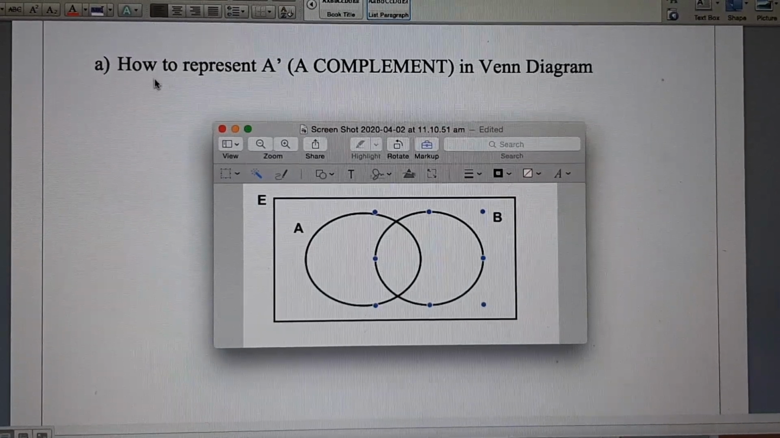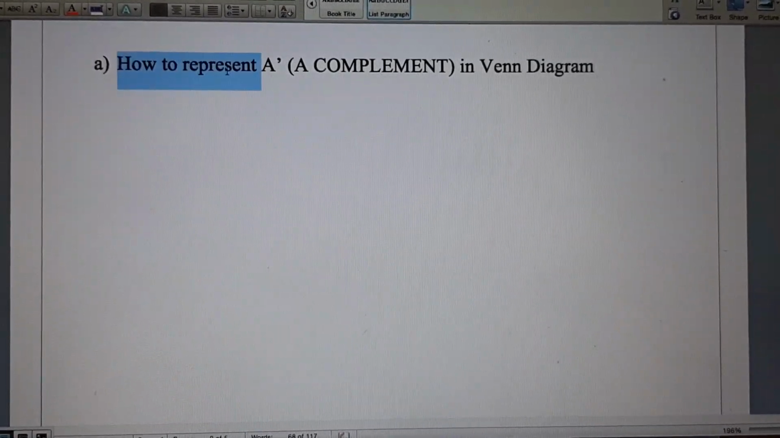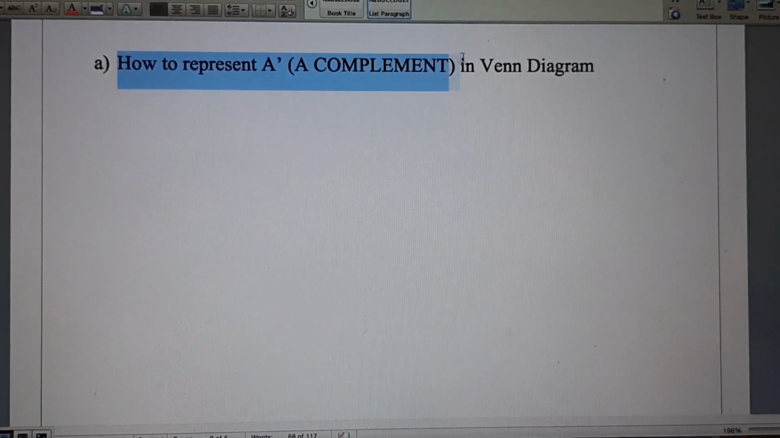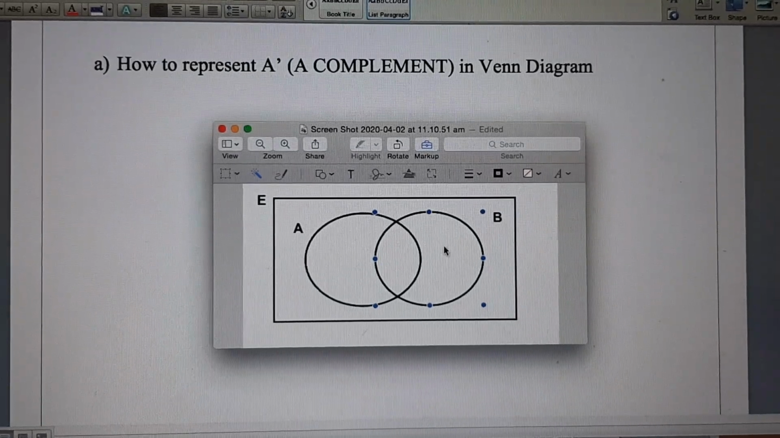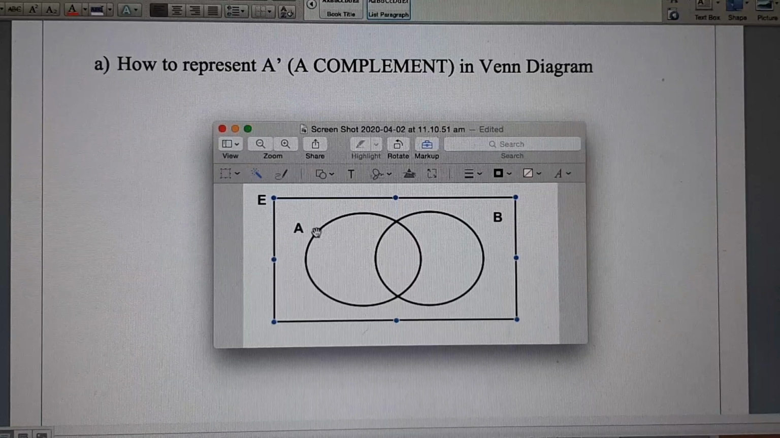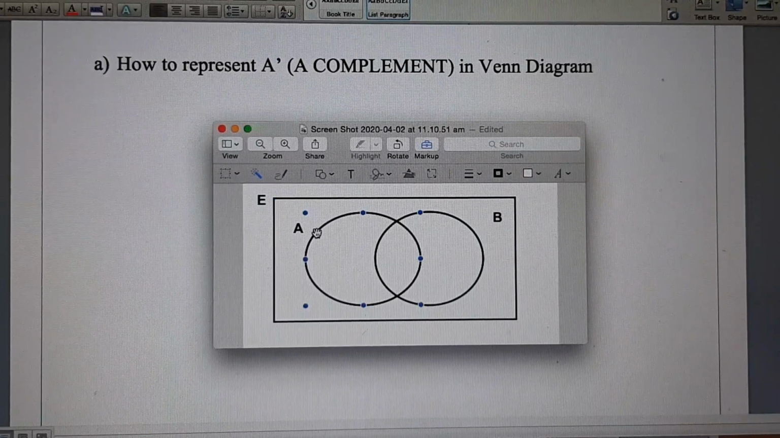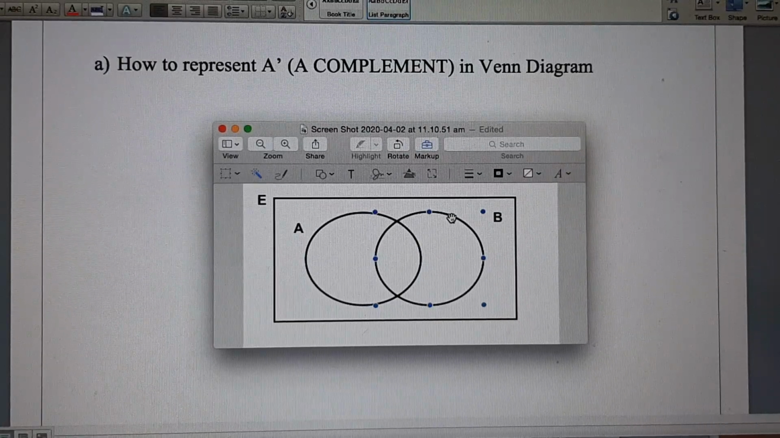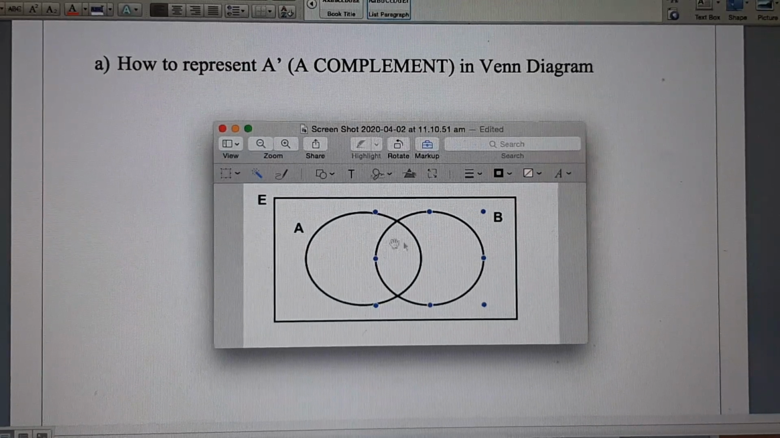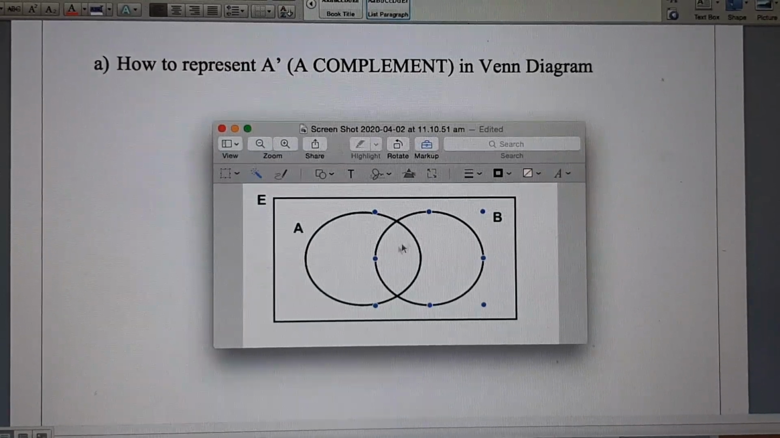Now the next one is how to represent or how to shade A prime, which is a complement, in a Venn diagram. This is a Venn diagram. Here we have got a rectangle which represents the universal set. Then we have got a circle A that represents a subset, and a circle B representing a subset B. This is the case when A and B are overlapping. This is their common part.